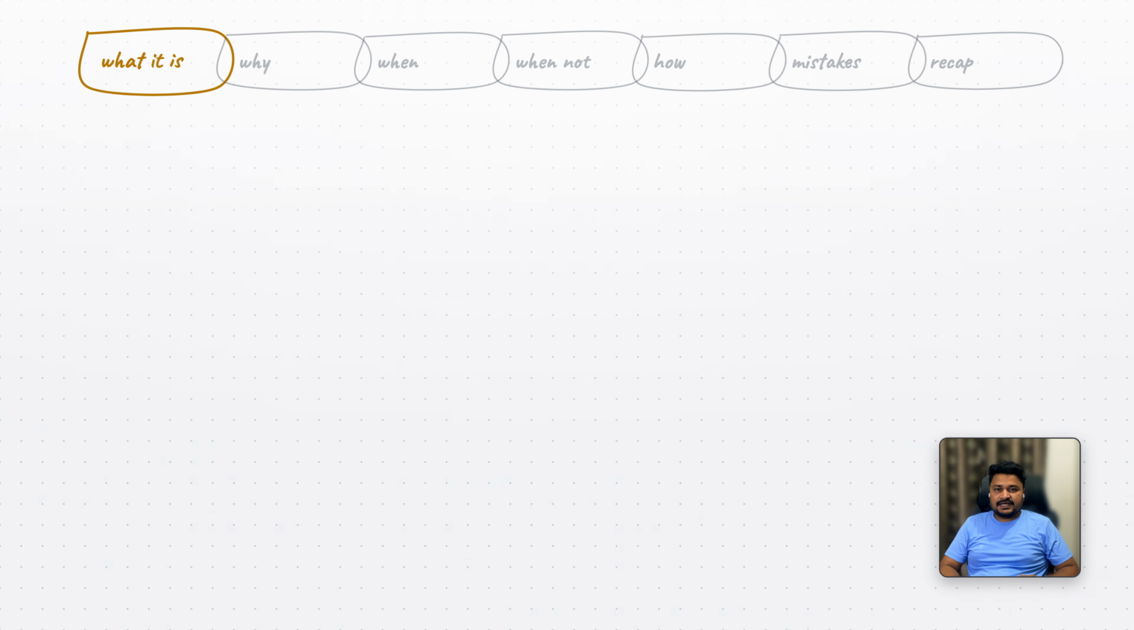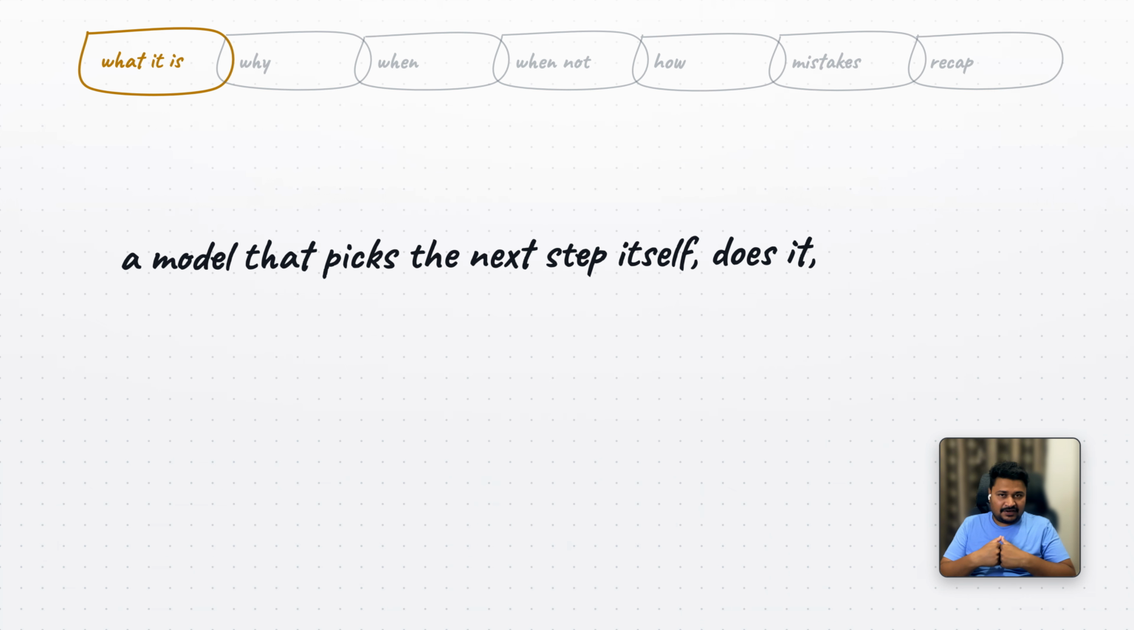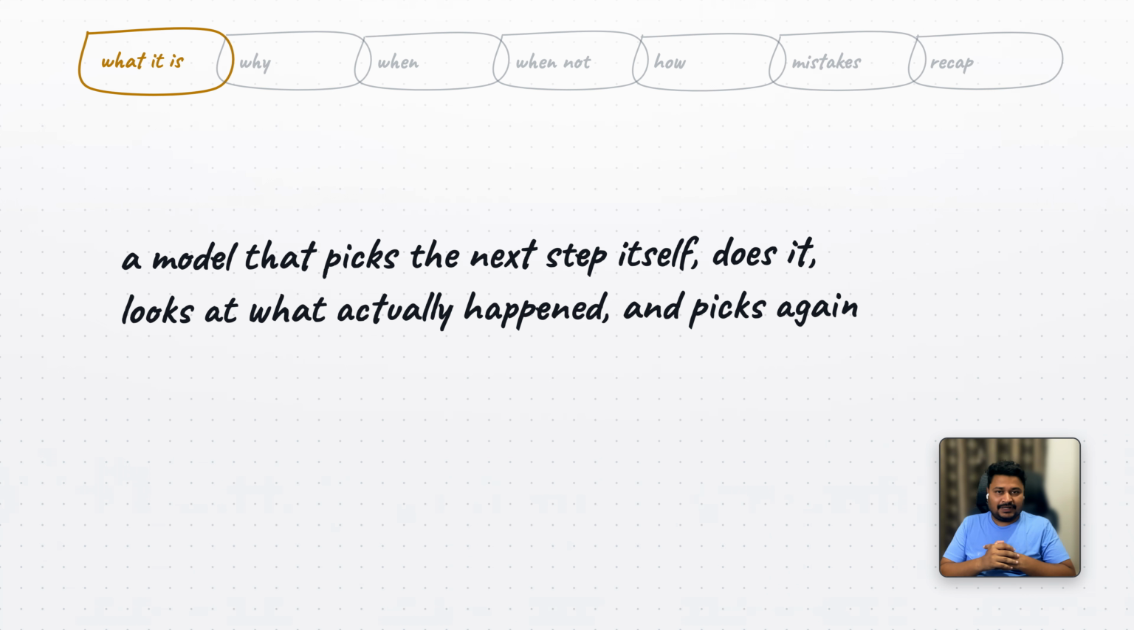So, what is an agent? A model that picks the next step itself, does it, looks at what actually happened, and picks again. It keeps going until the job's done or until you stop it. Say that back to yourself. The words doing the work there are "looks at what happened."